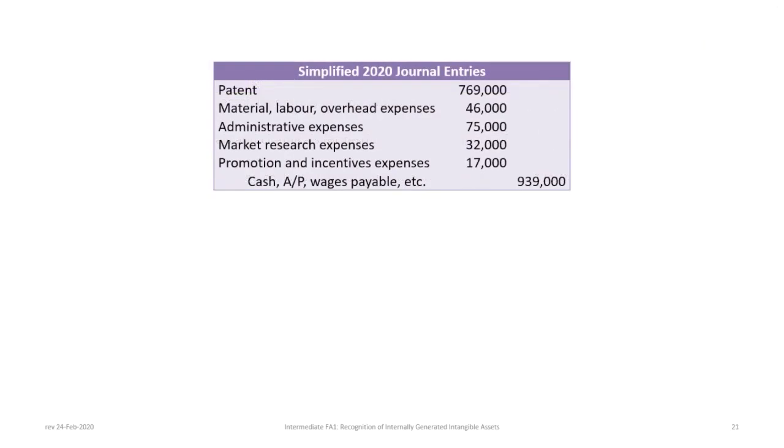Now what we can do is show what a simplified journal entry for these would look like. Of course, these costs would be incurred over the year. So rather than have who knows how many journal entries to record them, this entry here just summarizes them all. So we would debit the patent for all the capitalized costs of $769,000. And then all of the remaining costs that were expensed: the material, labor, and overhead expense for $46,000, administrative expenses, debit $75,000, market research expenses, debit $32,000, and promotion and incentives expenses, debit $17,000. And the credit can consist of cash, accounts payable, wages payable, or whatever, to the tune of $939,000 credit. The journal entry balances.